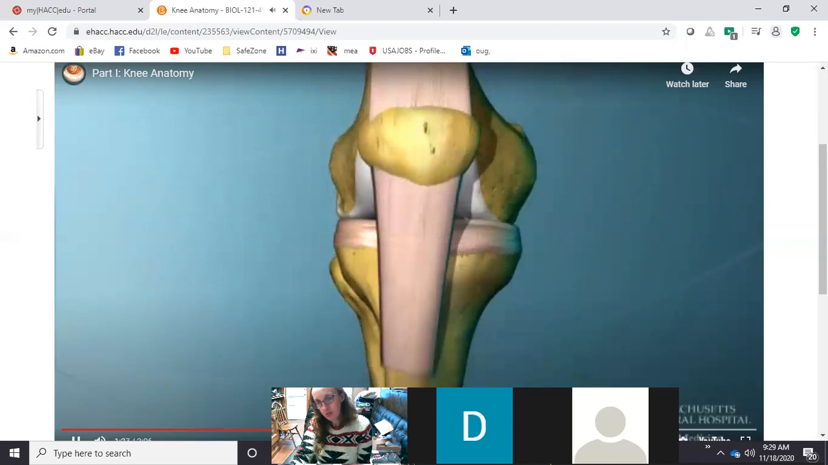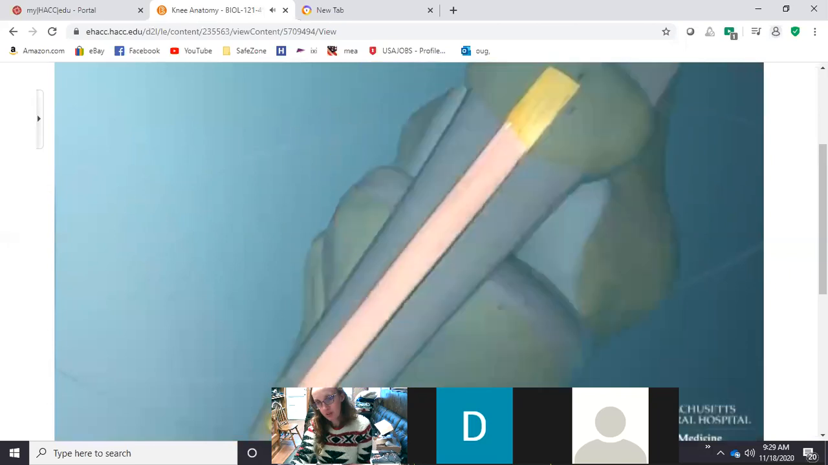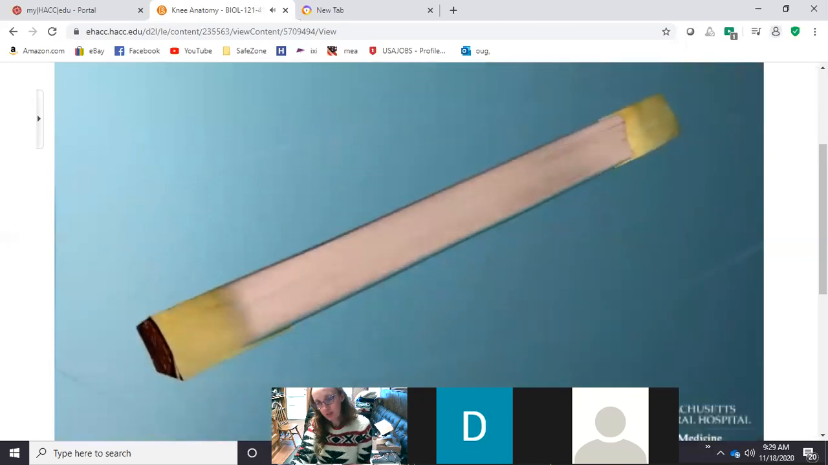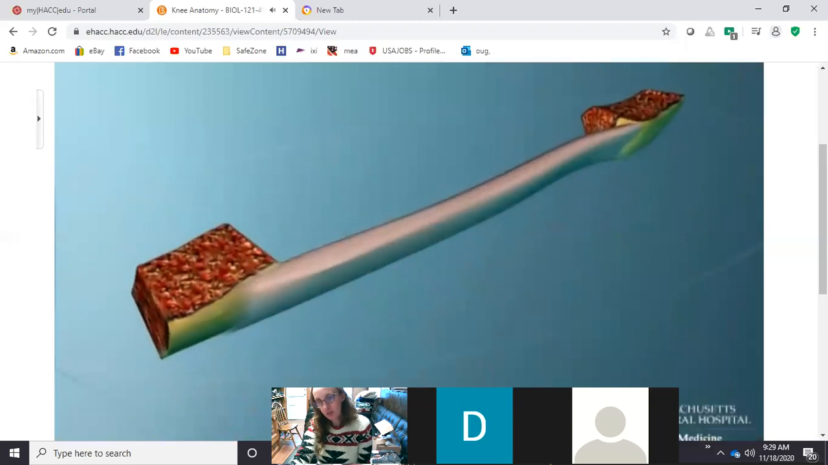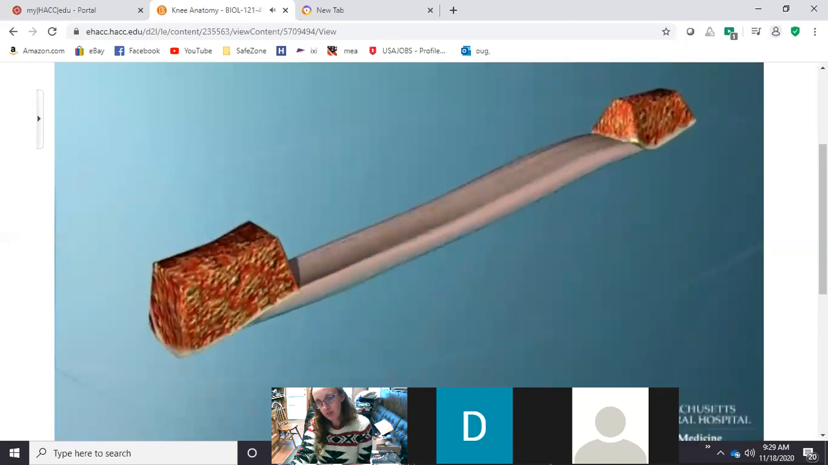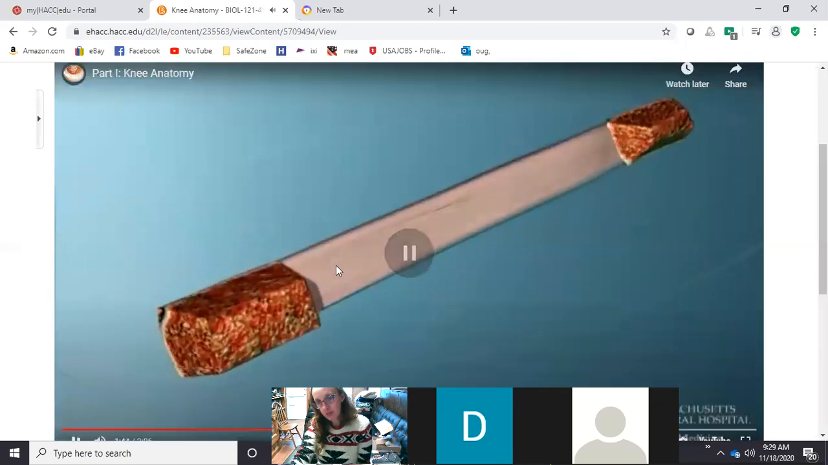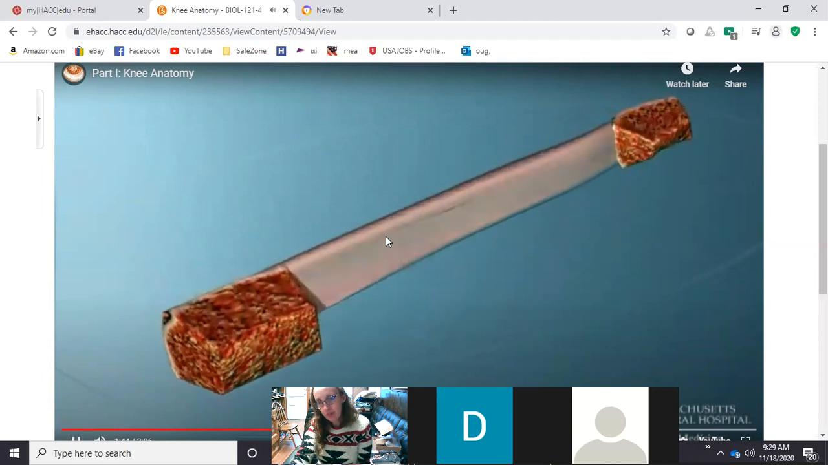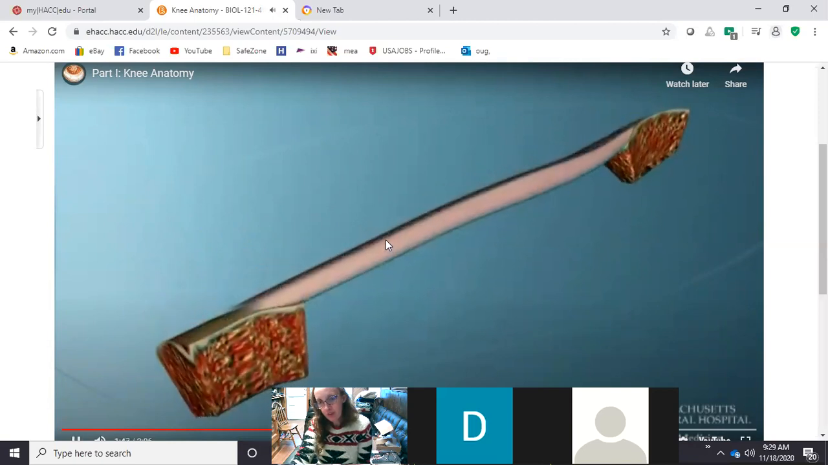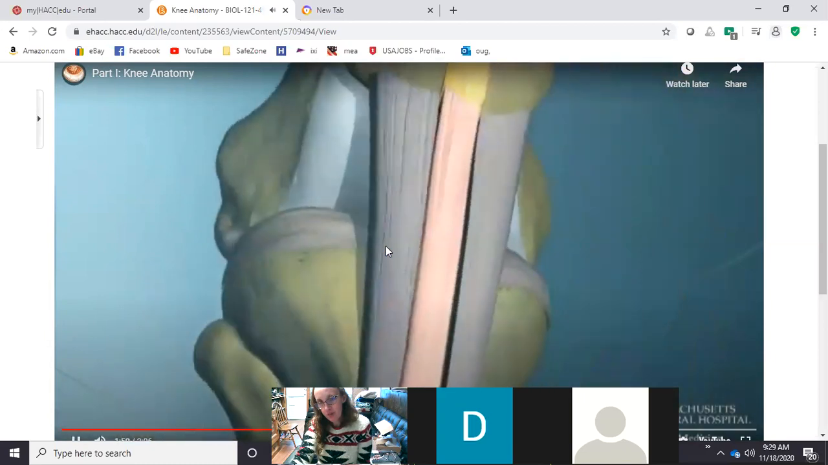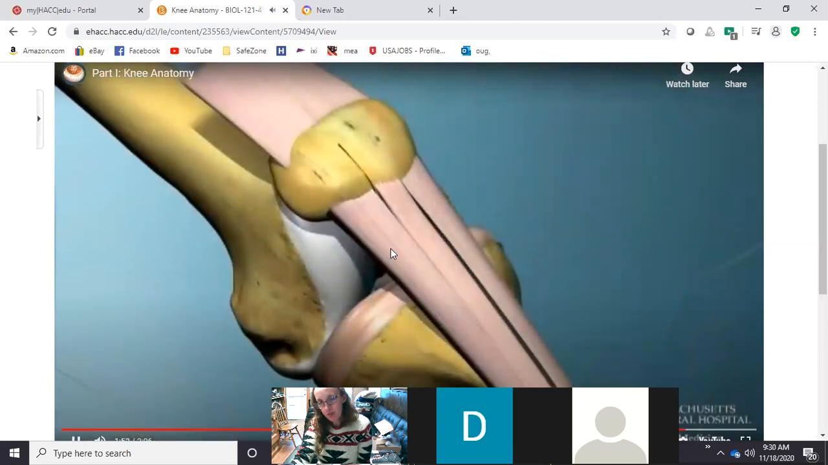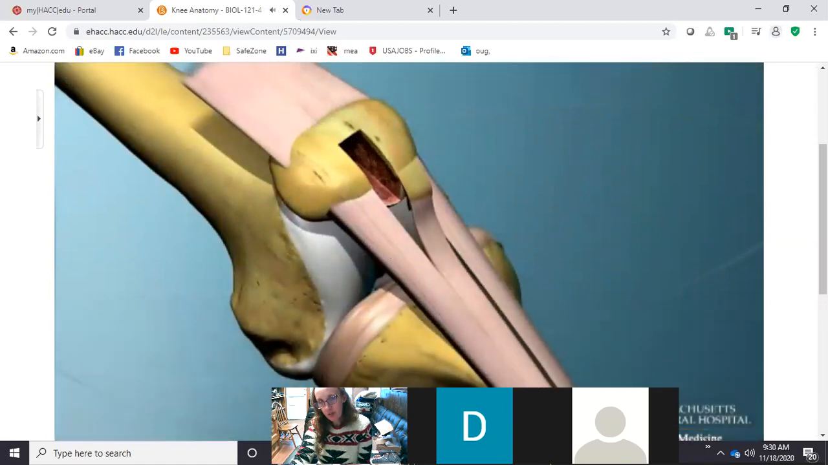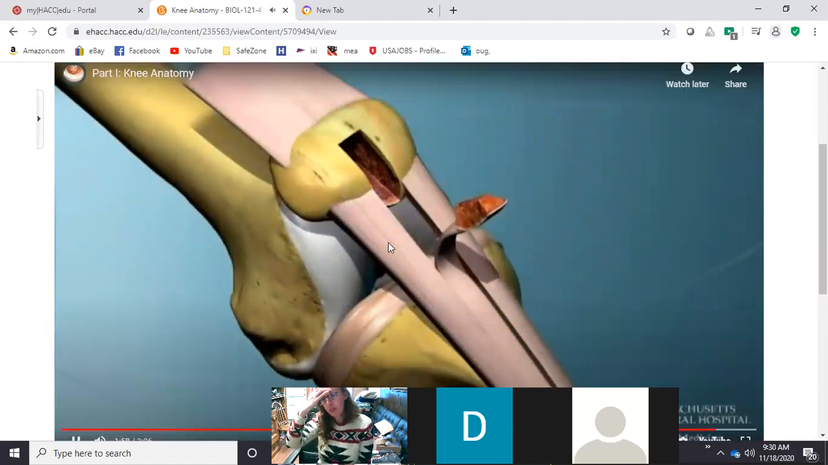The strongest graft that is available to replace the torn ACL is the middle third of the patella tendon. This graft has a plug of bone taken from the patella or kneecap on one end and from the tibia on the other end. These plugs of bone are important because they provide solid fixation of the graft. This animation will explain how the middle third of the patella tendon is used to reconstruct a torn anterior cruciate ligament.